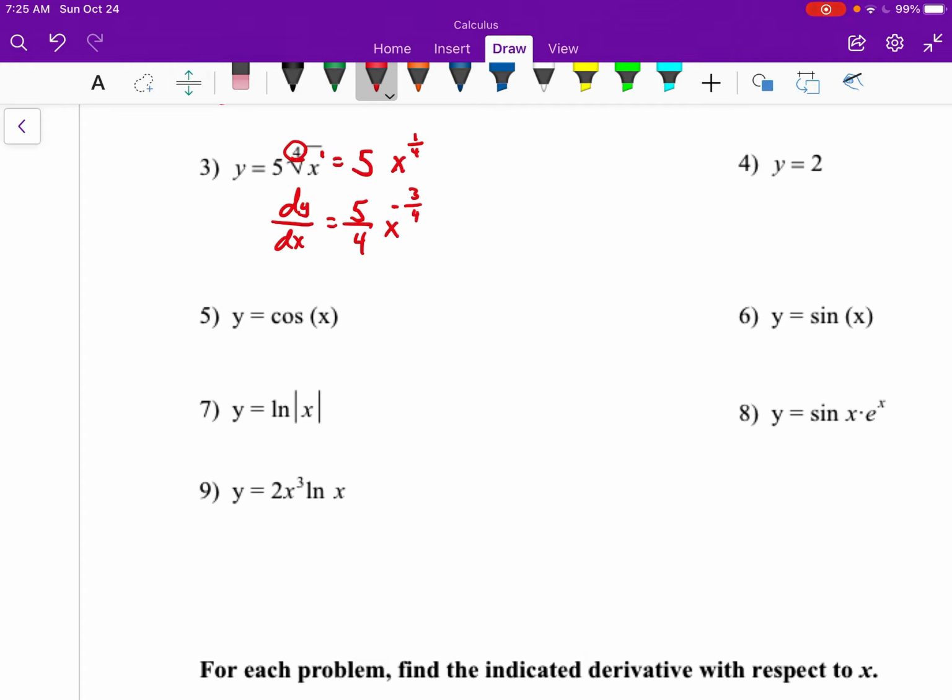-3/4, sorry. And we're okay with that answer. You could move that to the denominator, and we would have x to the 3/4. We are not going to rationalize the denominator here. The fourth one, y equals 2.